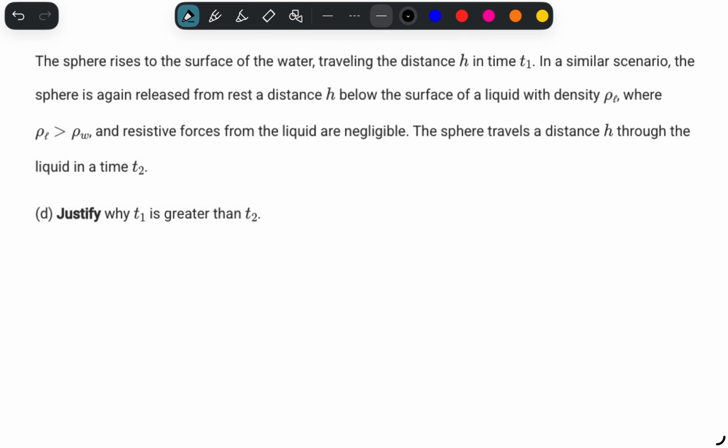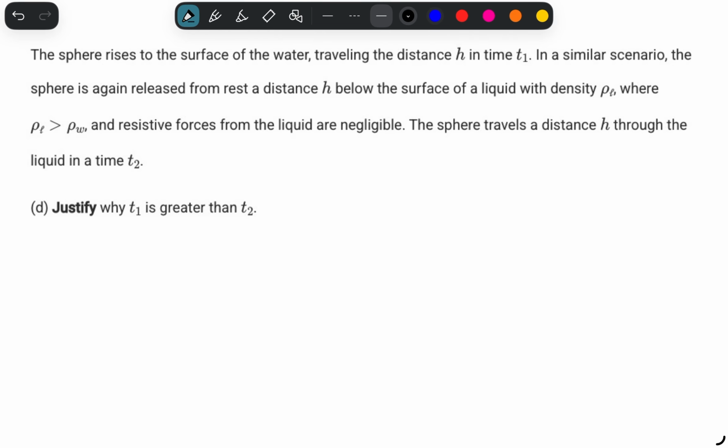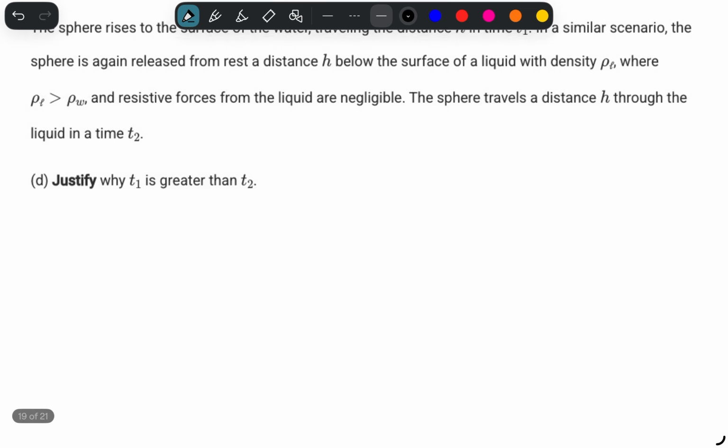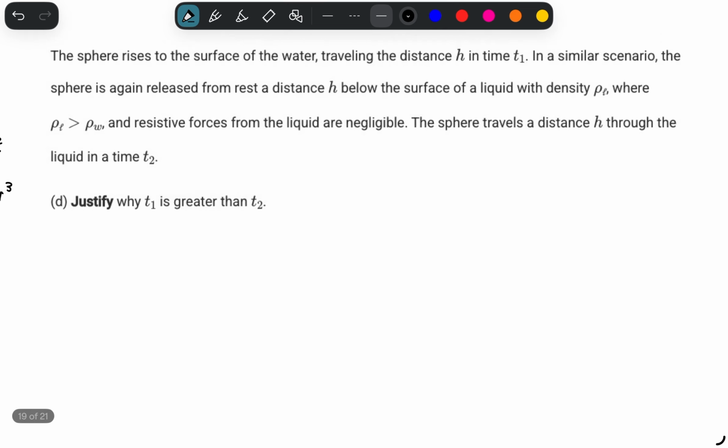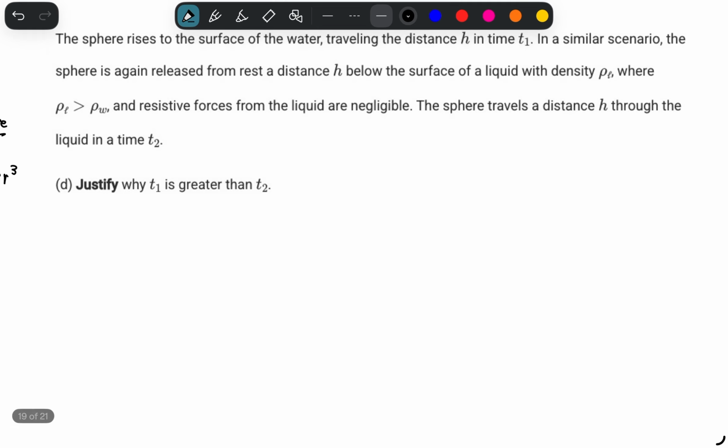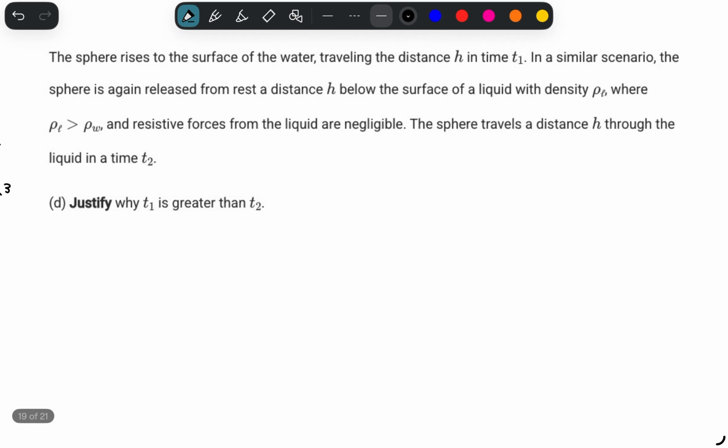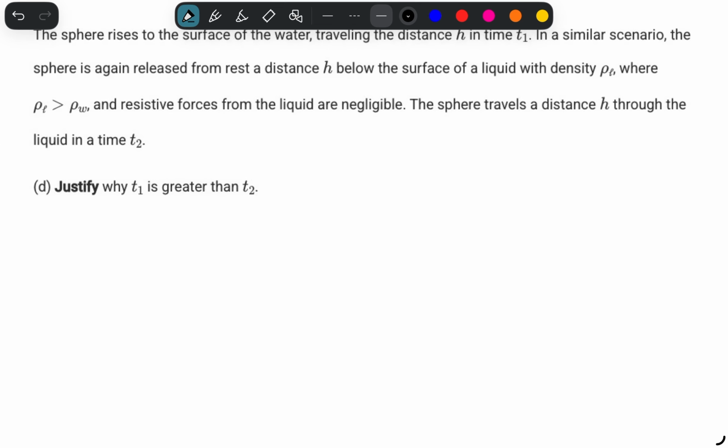Now, the sphere rises to the surface of the water, traveling the distance h in time t1. In a similar scenario, the sphere is again released from rest at a distance h below the surface of a liquid with a density rho L, where density L is greater than density of water and resistive forces from the liquid are negligible. The sphere travels a distance h through the liquid in a time t2. Explain why t1 is greater than t2.